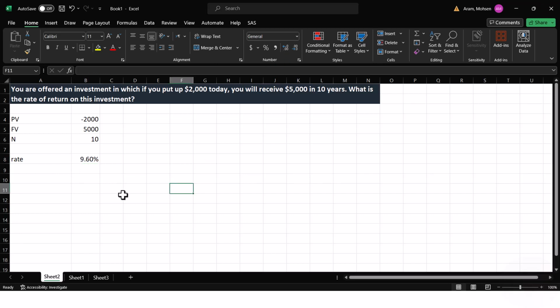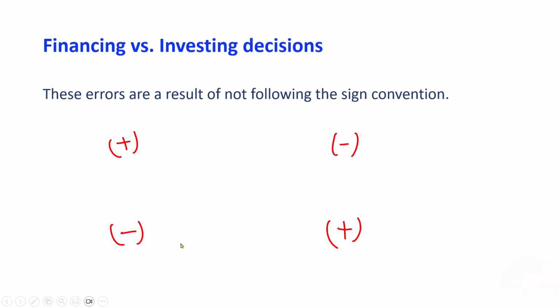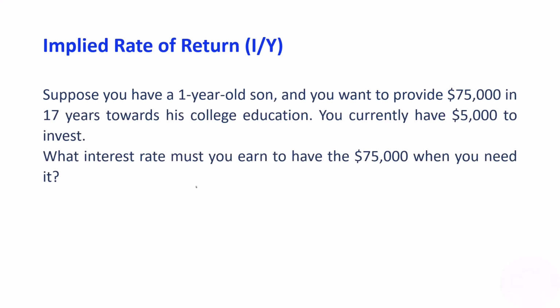9.6%. So sign convention is extremely important here when you want to calculate the rate of return. So let's do another one. Suppose you have a 1-year-old and you're planning to provide $75,000 in 17 years towards his college education. You currently have $5,000 to invest.